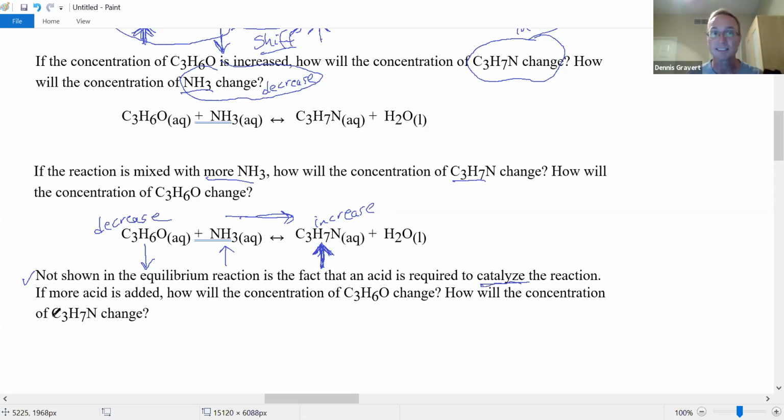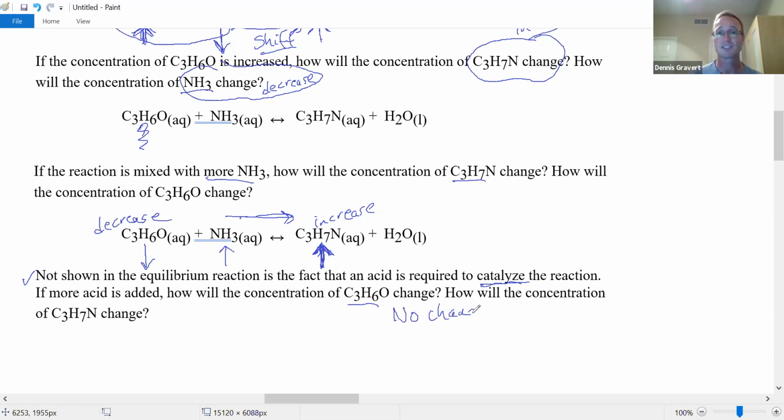And so if you add more acid, the reaction will go faster because there's more catalyst, but how will the concentration of this molecule change? Turns out, the catalyst makes the forward reaction go really fast, so this might start to go down, but the catalyst also speeds up the reverse reaction, so products more quickly become reactants. So this might go up. Wait, it can't do both. It's just going to go faster forward and faster in reverse, and this will have no change.